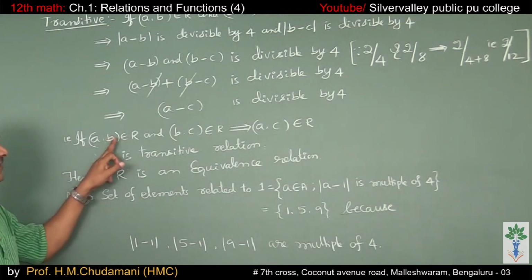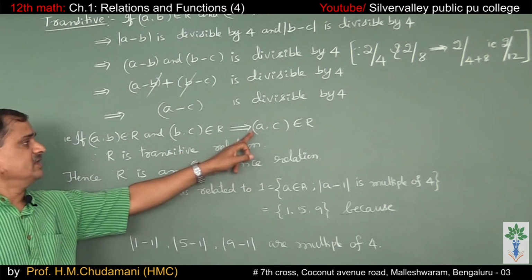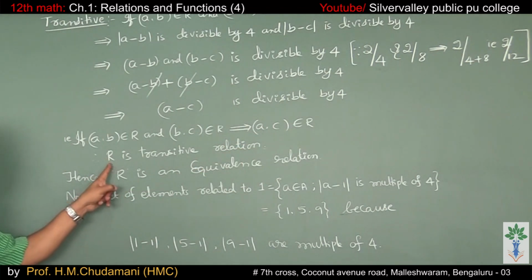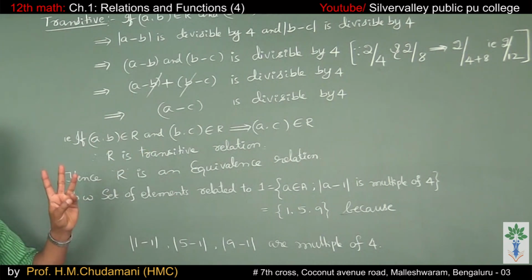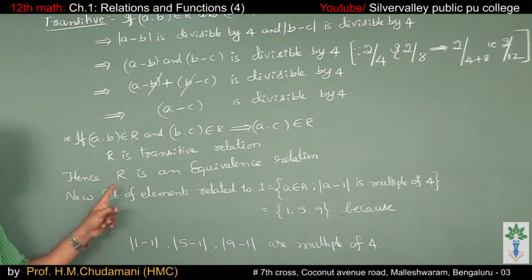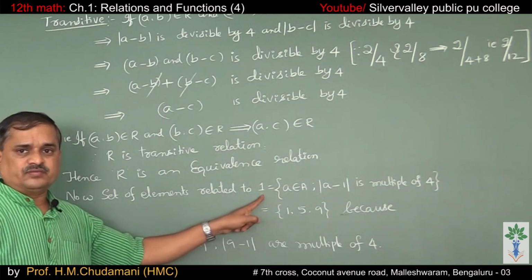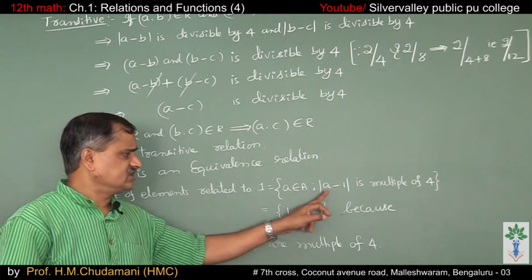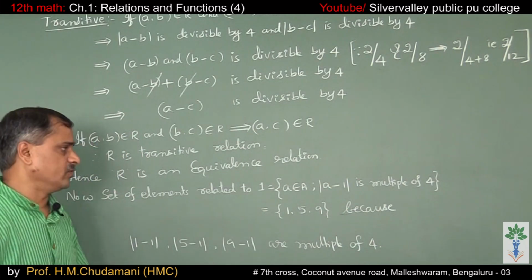That means if (a, b) belongs to R and (b, c) belongs to R, it implies (a, c) belongs to R. Therefore, R is a transitive relation. Since it satisfies reflexive, symmetric and transitive, it becomes an equivalence relation. Also, the set of elements related to 1 is equal to the set of elements a belonging to A such that modulus of a minus 1 is a multiple of 4.